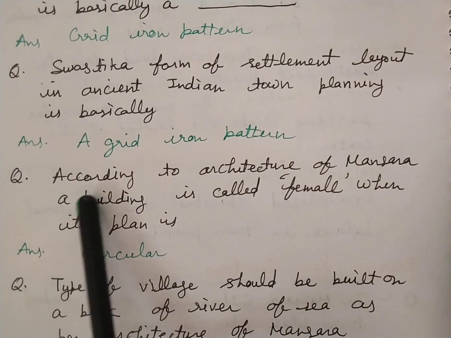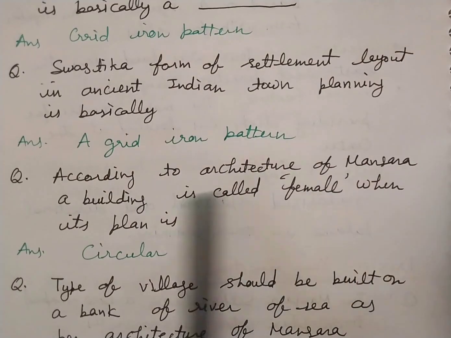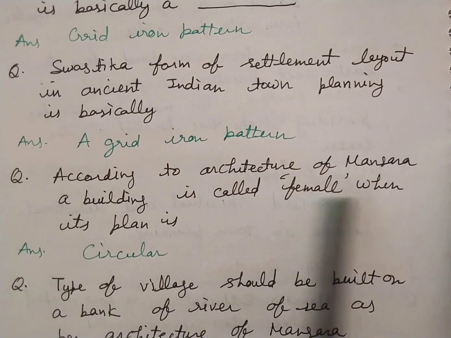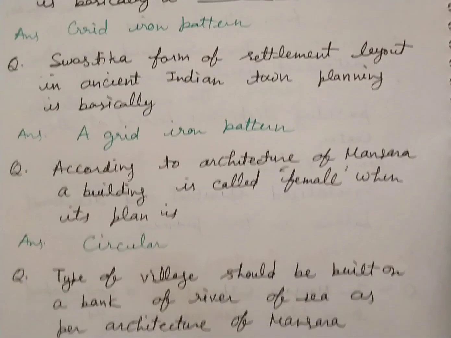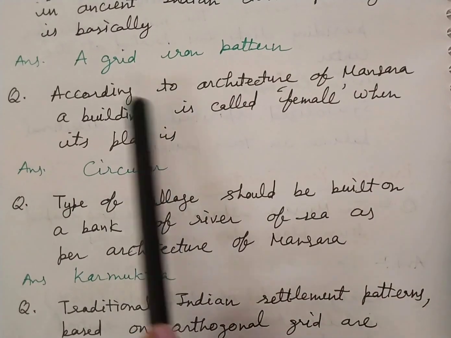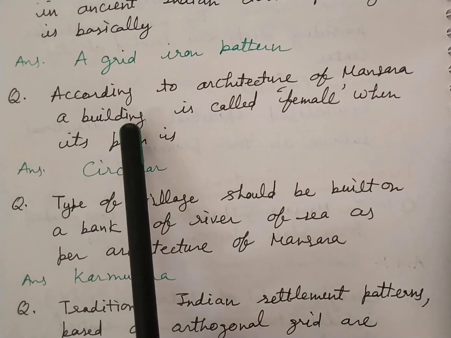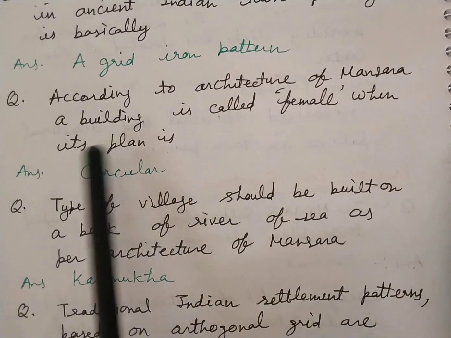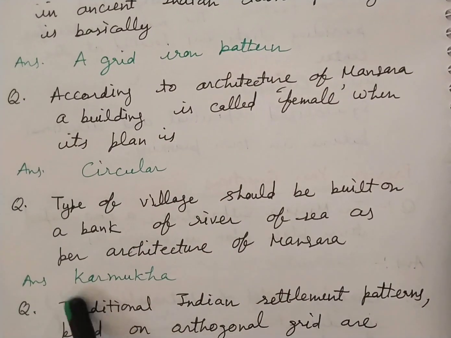Next question. According to architecture of Mansara, a building is called female when its plan is, answer is circular.